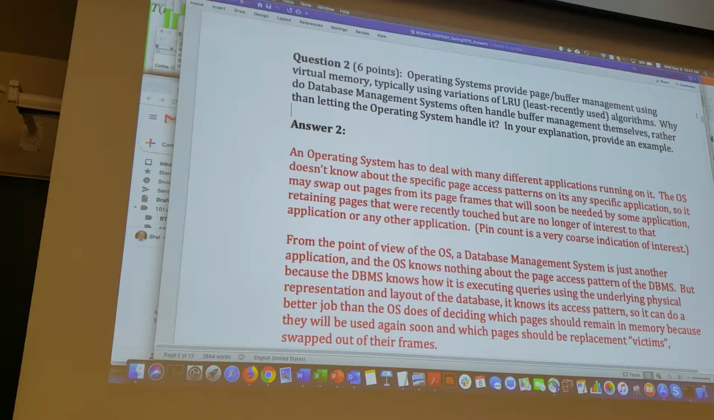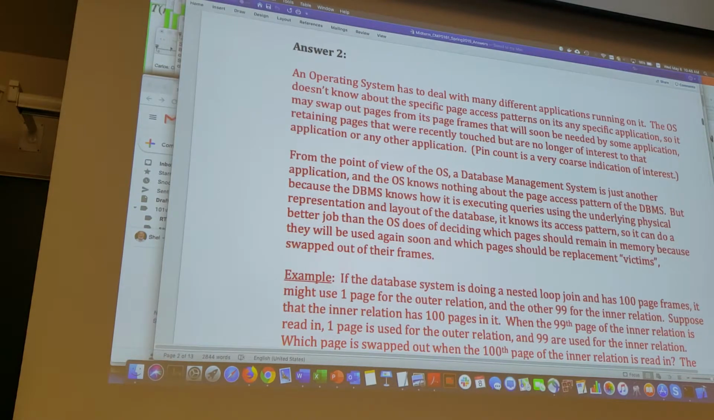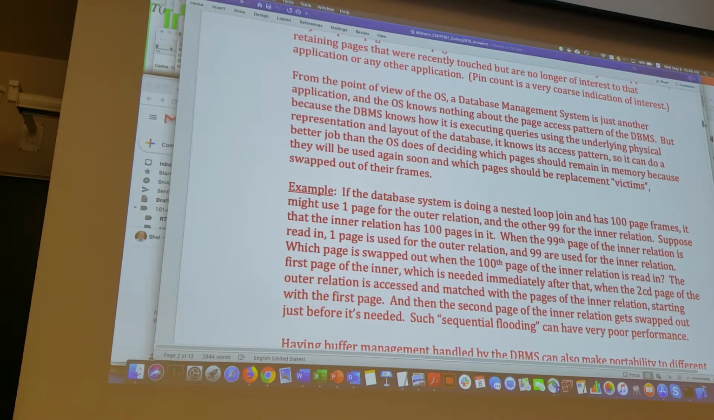Database system, from the operating system standpoint, it's just another vanilla application. There's nothing special about it. It doesn't know what the database is doing. It doesn't know the layout of what things are going to be touched in what sort of order.